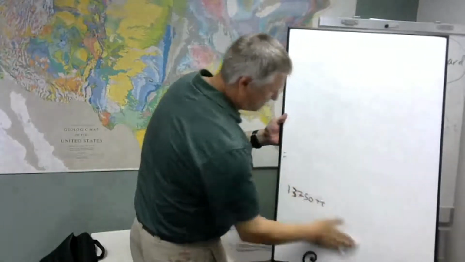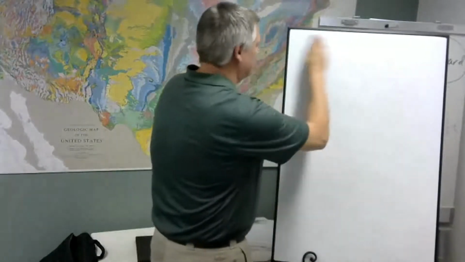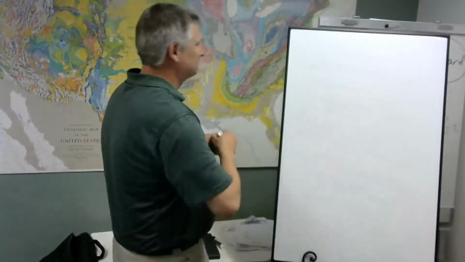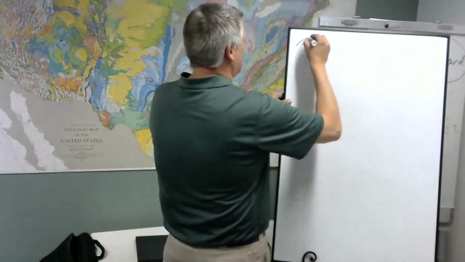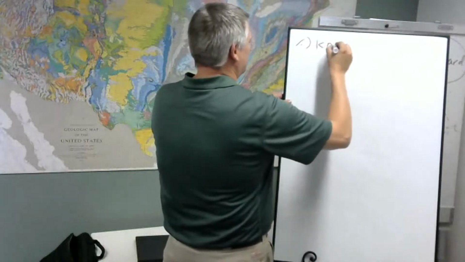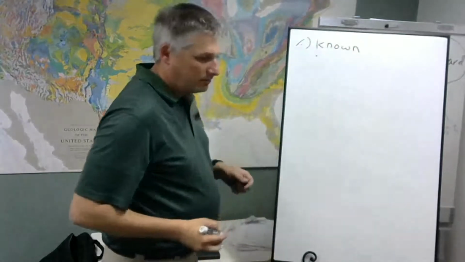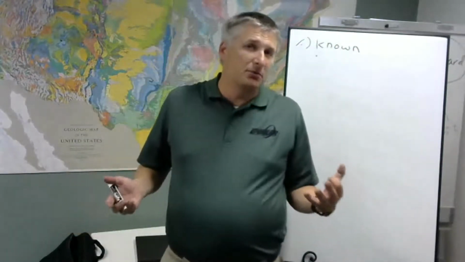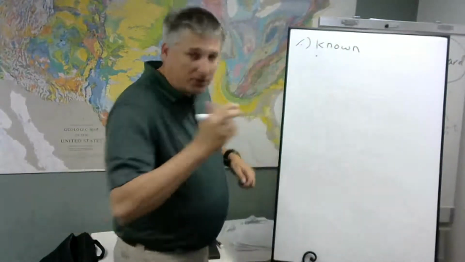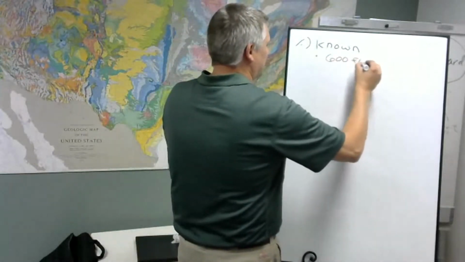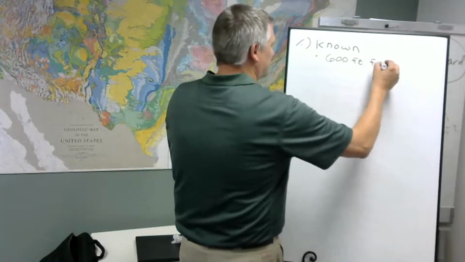It's also what the text recommends, but it's a good way to go. So first off, what do we know? Well, we have our picture. We know what this is supposed to look like. We know that we have 600 feet of fencing.